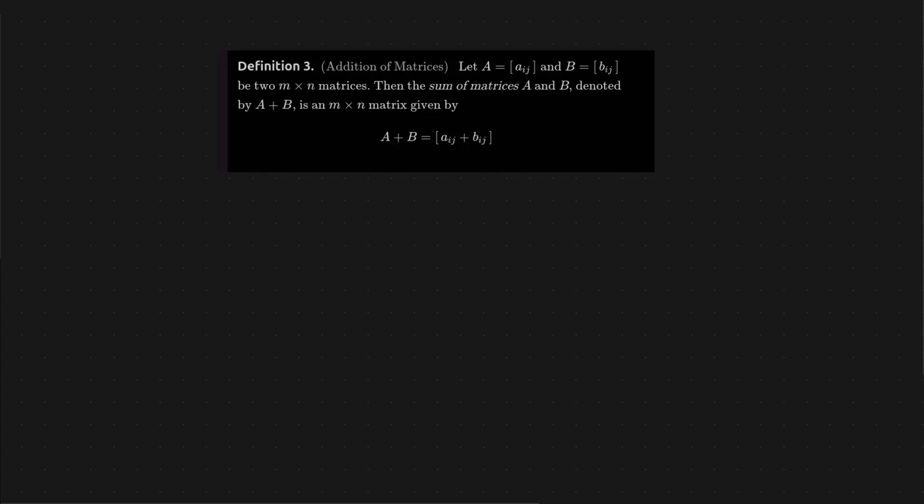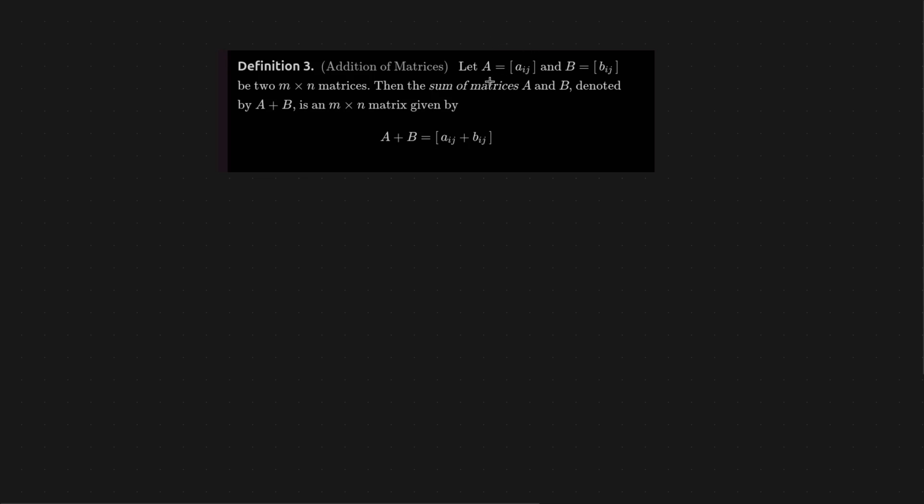Similar to numbers or vectors, we can perform operations on matrices. For example, we can add two matrices together. Let A and B both be m by n matrices, so they have the same dimensions: the same number of rows and the same number of columns.